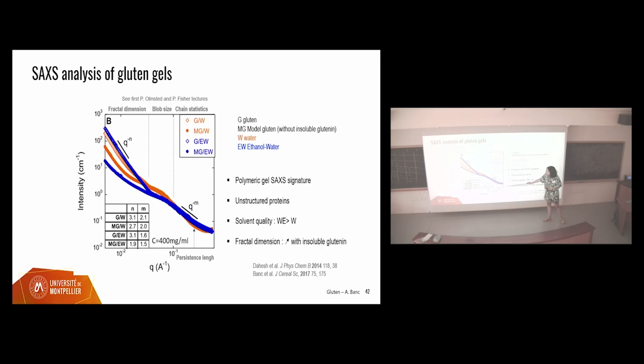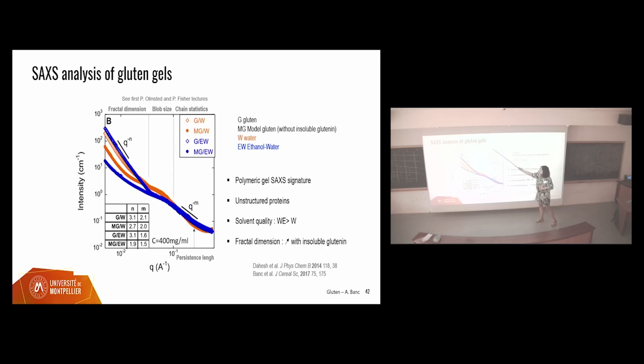Here we got a persistence length that is typical for disordered proteins. Then there's a power law regime here that is attributed to the chain statistics. You can see that the slope is different for the two solvents, and as expected, for ethanol-water, which is a better solvent than water, we have a weaker slope, 1.5 compared to 2 in water.